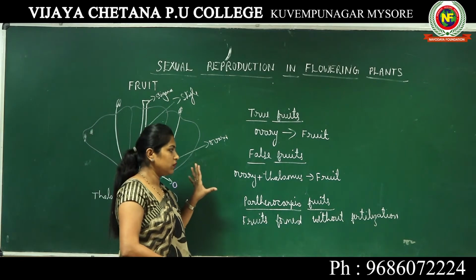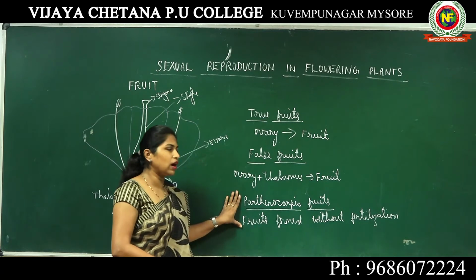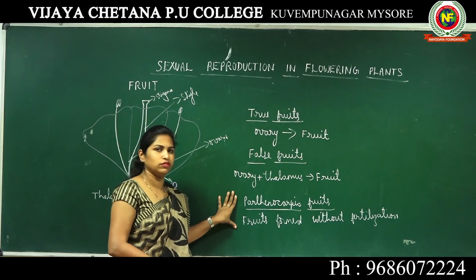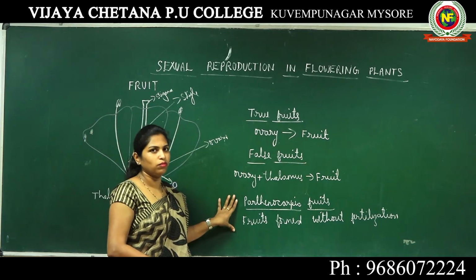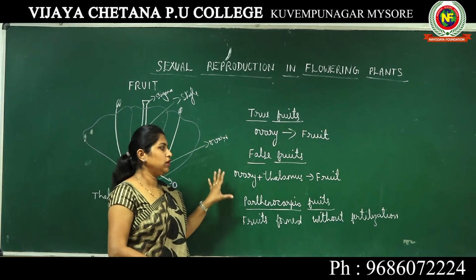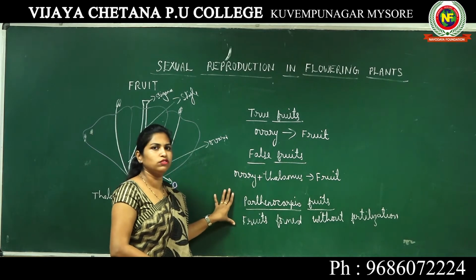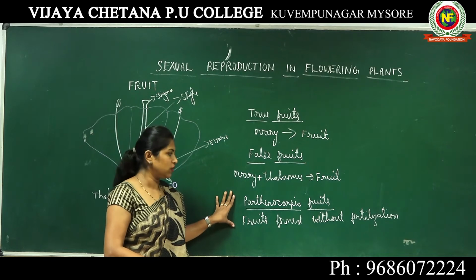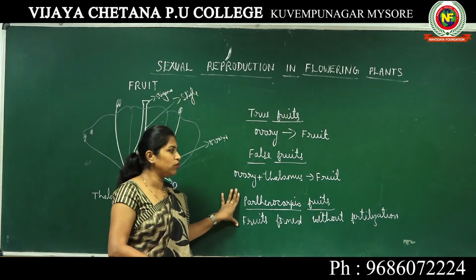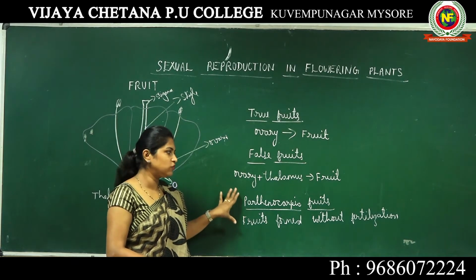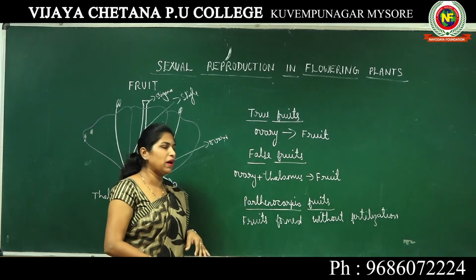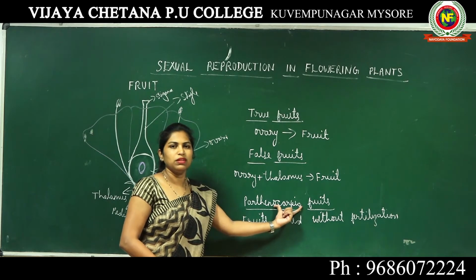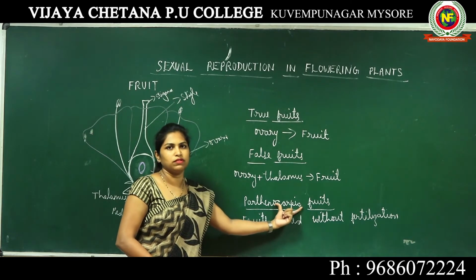Nowadays, parthenocarpic fruits are produced artificially with the help of hormones. By inducing a hormonal action, the ovaries are induced to develop into fruit without undergoing fertilization. You will not find seeds inside these particular fruits. They are known as parthenocarpic fruits. The name itself indicates carpic, that means it is formed directly from the carpels.